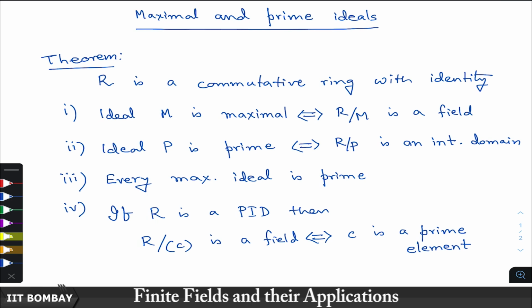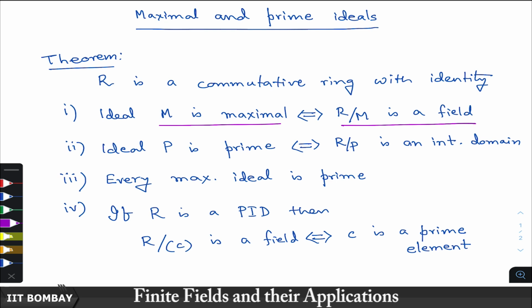Okay. Now, we will discuss some facts about maximal and prime ideals. They are closely related to fields and integral domains, as you will see. So, here is an important result. If we have any commutative ring with identity R, an ideal M is maximal if and only if the quotient ring R by M is a field. M is maximal is equivalent to saying that R by M is a field.